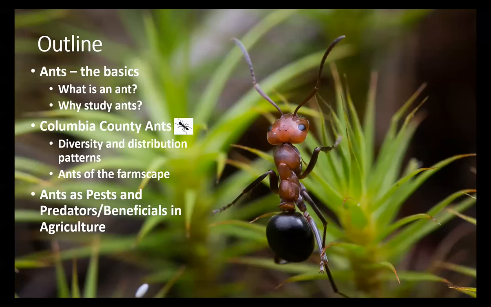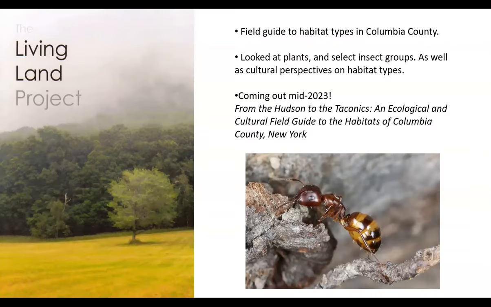So now we'll get into Columbia County ants. Most of our data on ants in the county comes from the Living Land Project. The field work for this was done mostly 2012 through 2015. What we did was look at plants and select insect groups to learn about patterns on the landscape in Columbia County. And this will be coming out mid this year as a field guide.